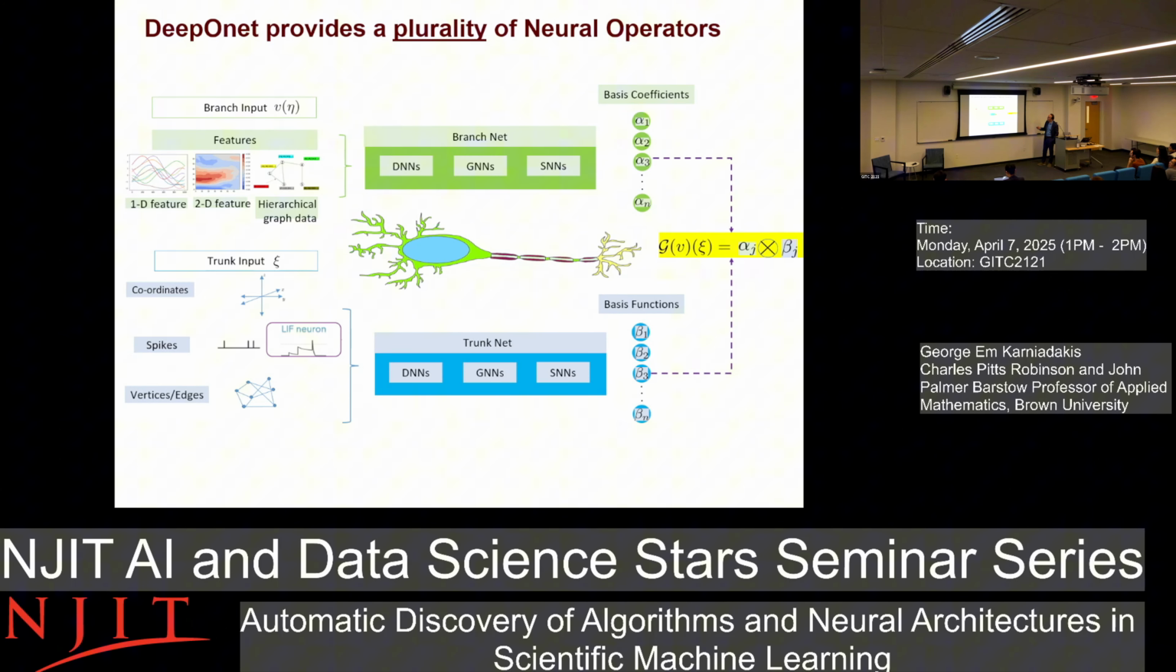Now, as I said, DeepONet gives you a plurality of neural operators, and you can use graph neural networks in the branch, the green part, or spiking neural networks. I work with spiking neural networks these days because they're energetically more favorable. And the same thing in the trunk, you can use convolutional neural networks. You can do whatever you like. So this is the space associated with the output, how we express this operator, and this is the space that incorporates the inputs, and then the two work in sync together.